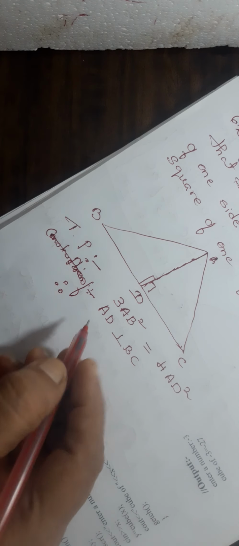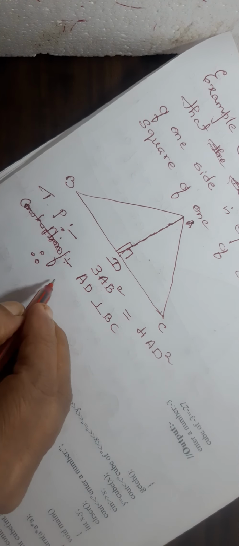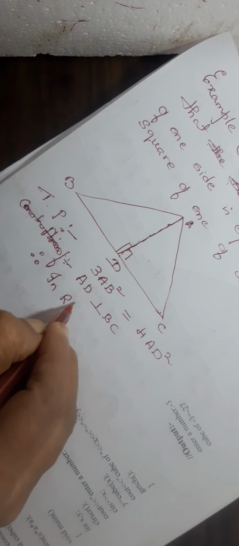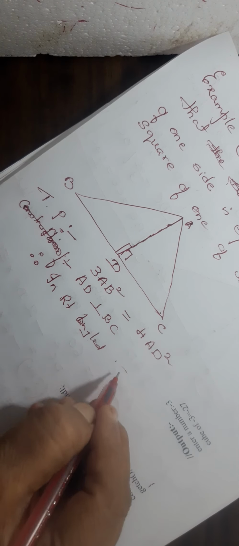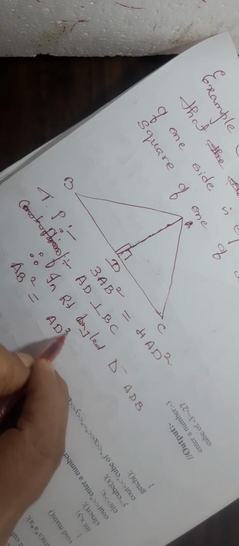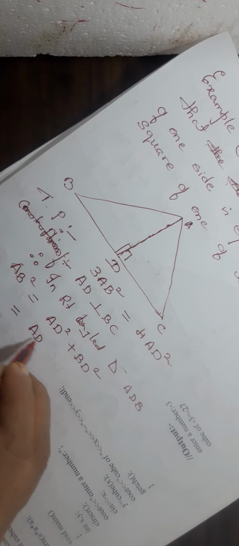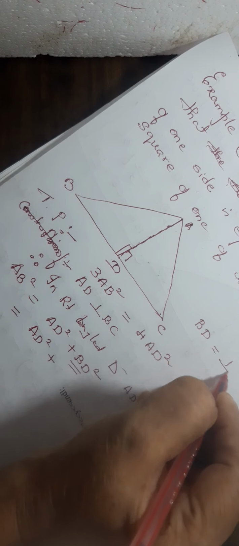So if AD is perpendicular to BC, then you have two right angles there, ADC and ADB. So in right angled triangle ADB, AB squared is equal to AD squared plus BD squared. See, I will write here now. BD is half of BC.